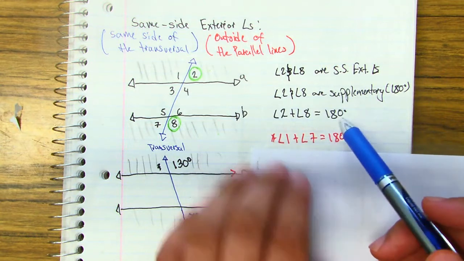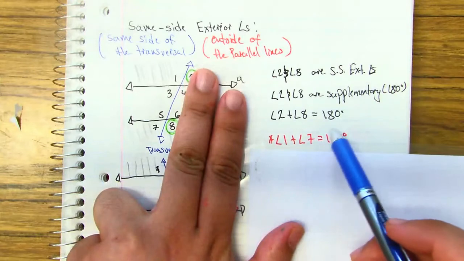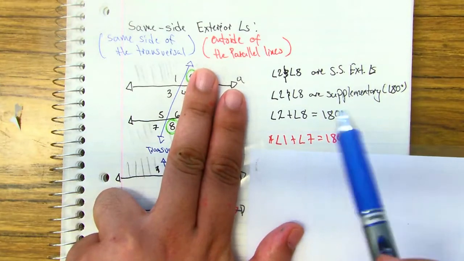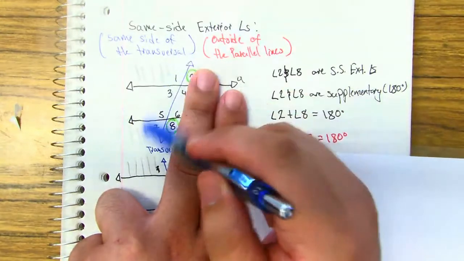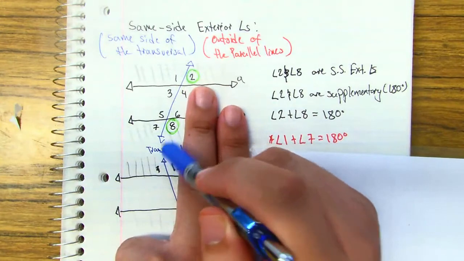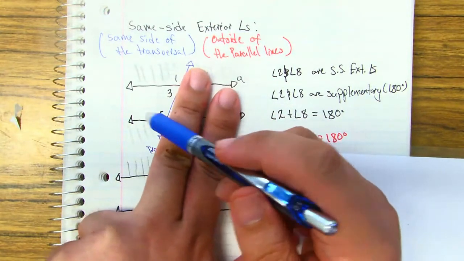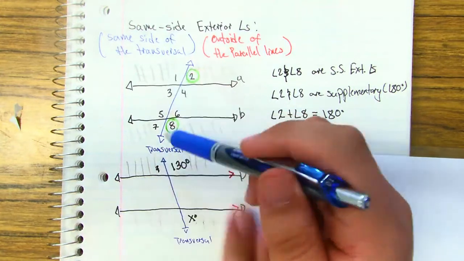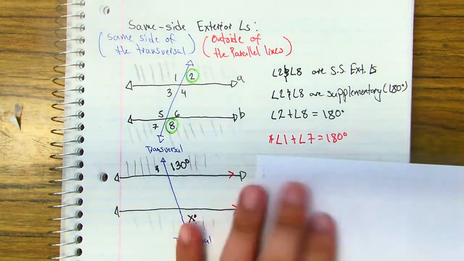Another equation you can write is angle 1 plus angle 7 equals 180 degrees. Why? Because angle 1 and angle 7 are both exterior angles, and they're both on the left side of the transversal, right? 7 and 8 are on the left side of the transversal. I hope that makes it kind of easier.